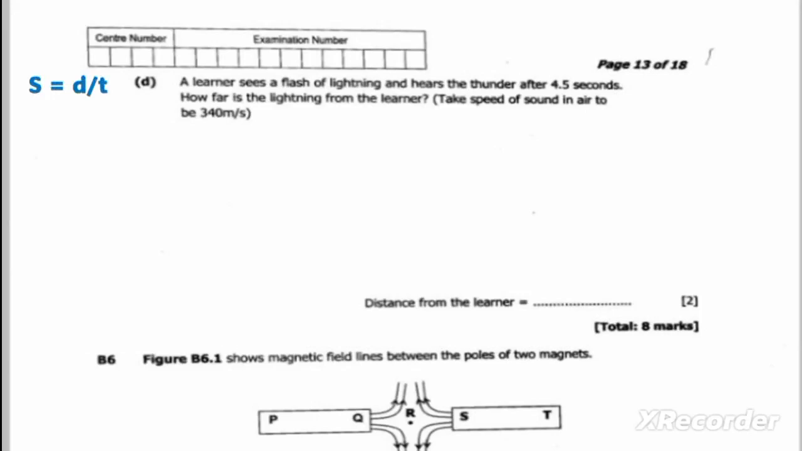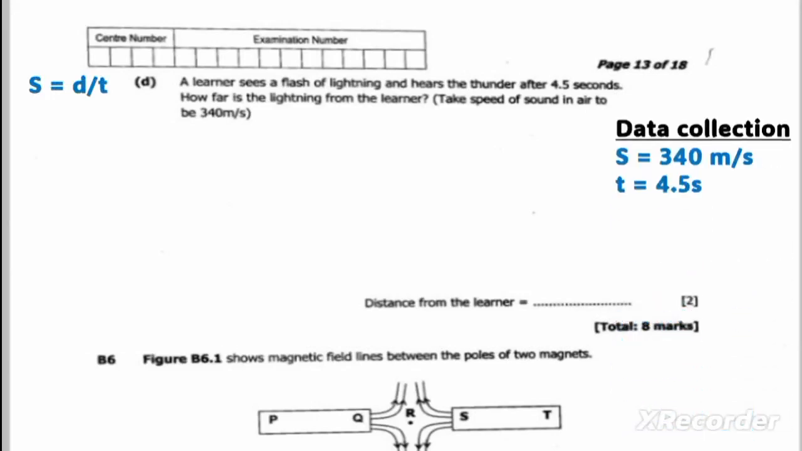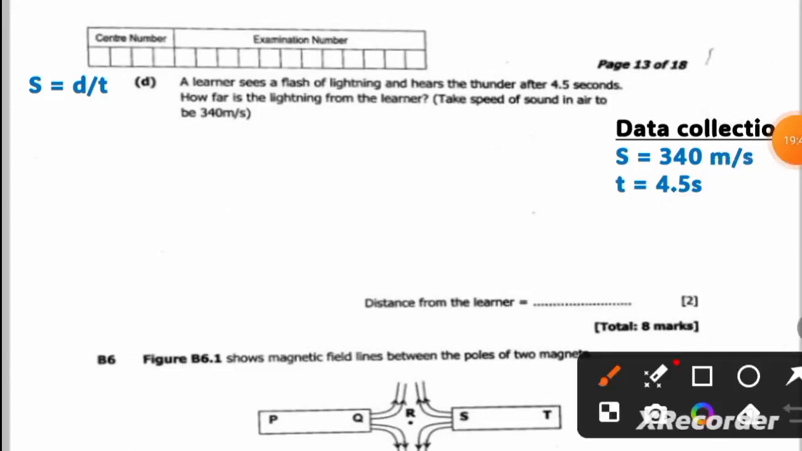So speed is equal to distance over time. Data: we are given the speed, which is 340 meters per second. We are also given the time, which is 4.5 seconds. Now let us find the distance. To find the distance, we are going to say speed is equal to distance over time.